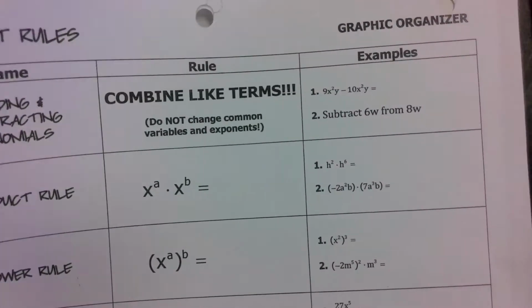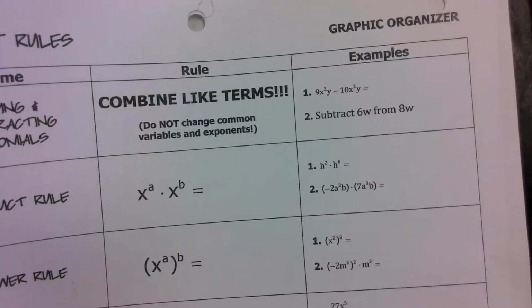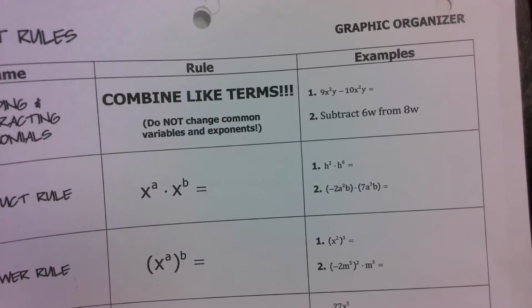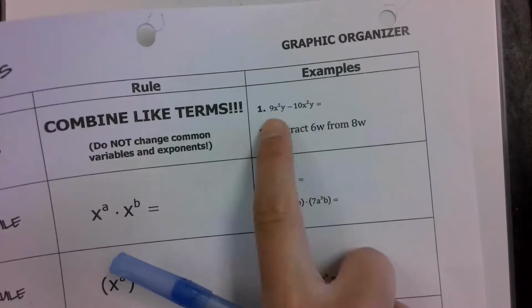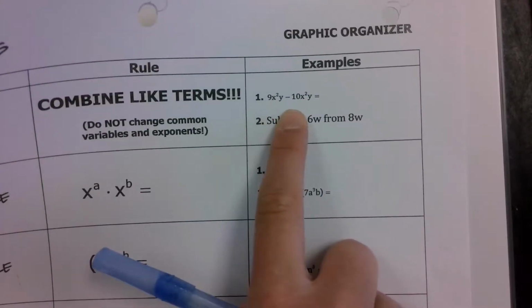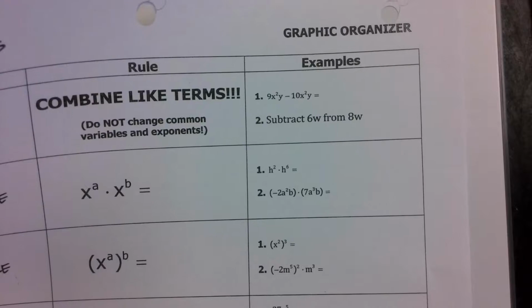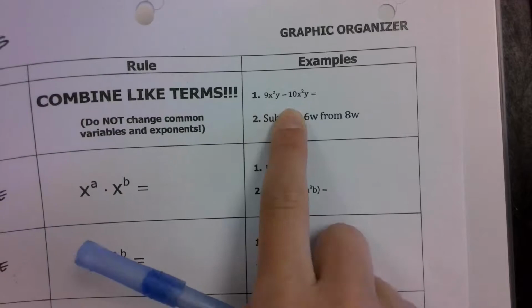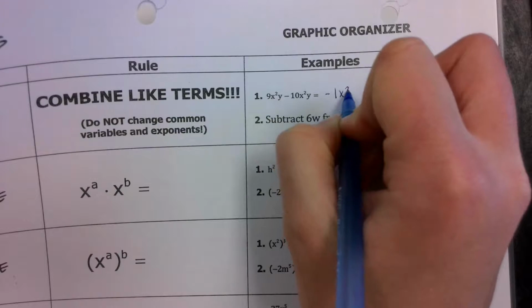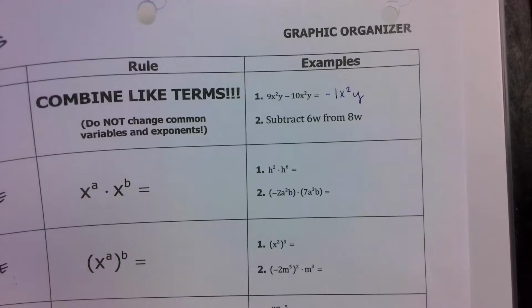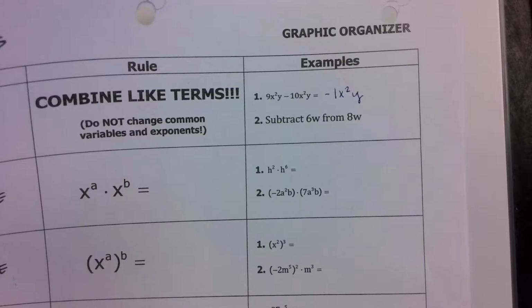So do y'all remember what makes something like terms? Same exponent, same variable. So if we are combining these two, are they like terms? We got 9 x squared y minus 10 x squared y. Same variable, same exponent? Yes. So what is 9 minus 10? So that whole thing is just negative 1 x squared y. Nothing changes with your variables, nothing changes with your exponents, correct? So if you are just adding or subtracting, combine like terms, that's all. We know how to do that. We've been doing that since day 1 in this class. Yeah?